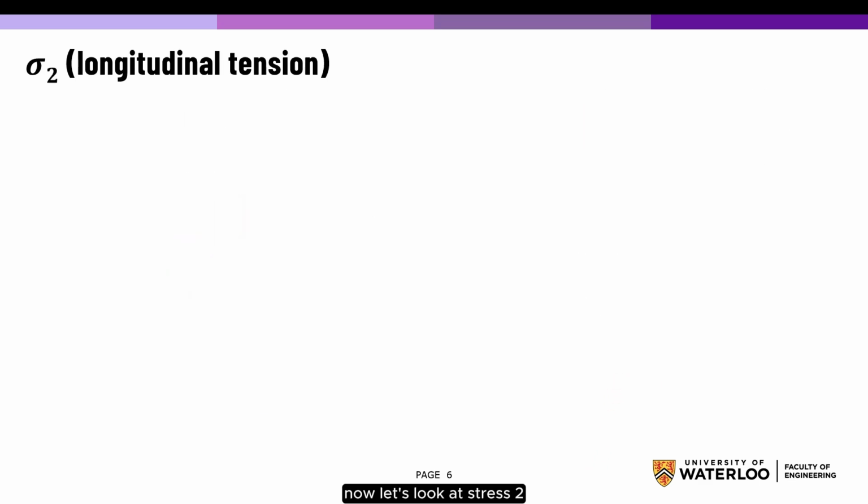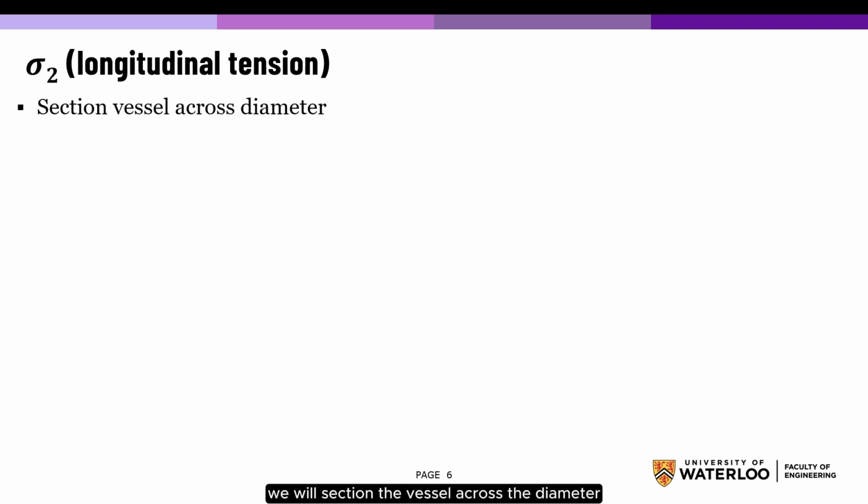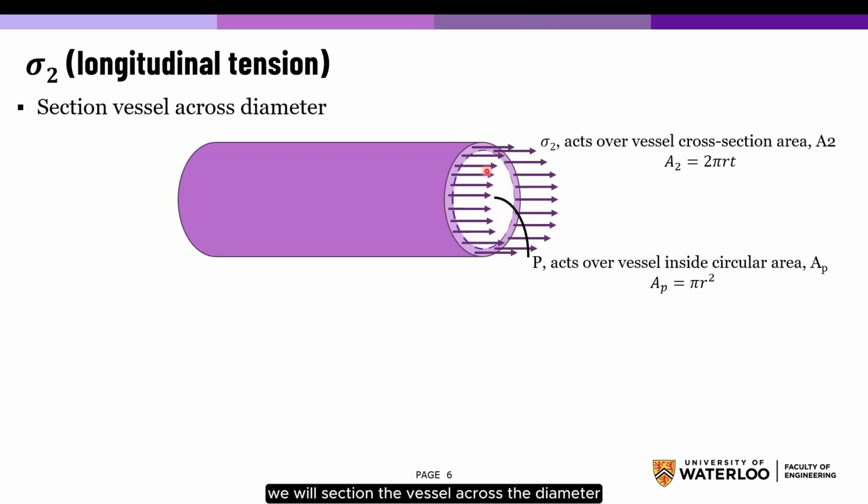Now let's look at stress 2, which is our longitudinal tension. We will section the vessel across the diameter. Longitudinal tension acts over the vessel cross-section area, A2, where A2 is equal to 2 pi r, which is the circumference of a circle, multiplied by T, which is the thickness of the vessel. P acts over the vessel inside circular area AP, where AP is equal to pi r squared.